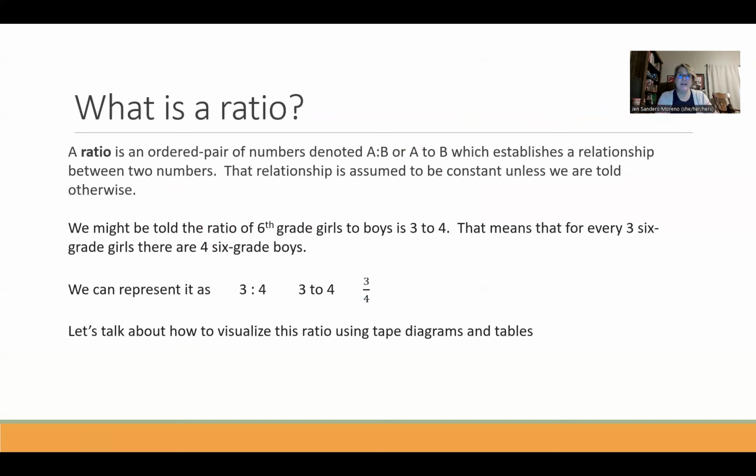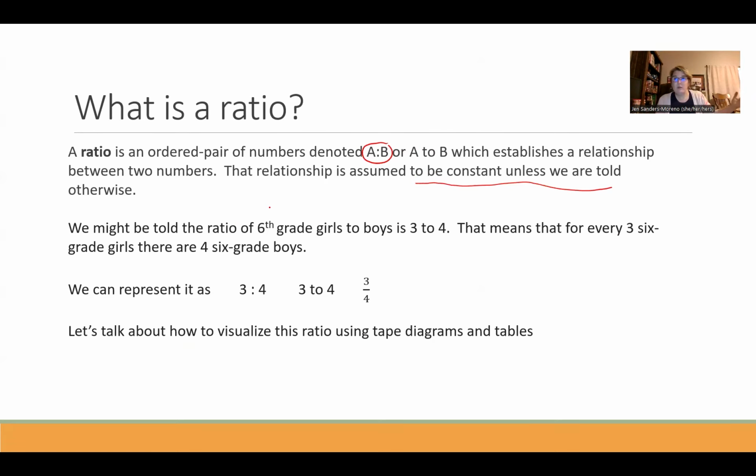All right, so what is a ratio? Good question. A ratio is an ordered pair of numbers. It can be denoted with this A:B. But even when we read this, we'd read this A to B. And this establishes a relationship between two numbers. What's most important with students when you're working with ratios is that they need to understand that this relationship is assumed to be constant unless we are told otherwise, meaning that for the entirety of the problem, we're going to have the same ratio.